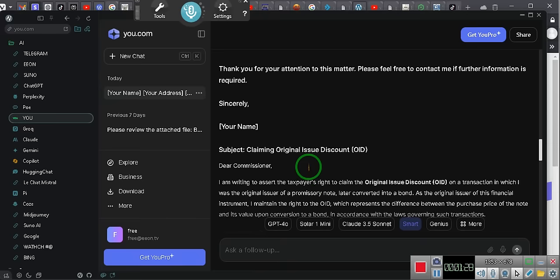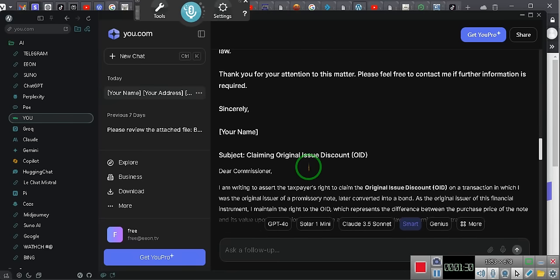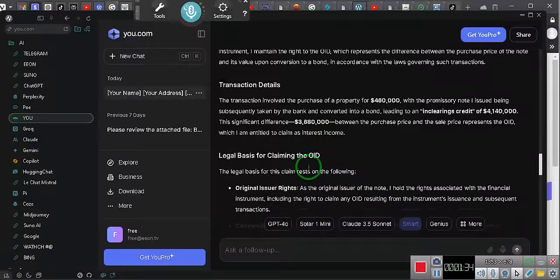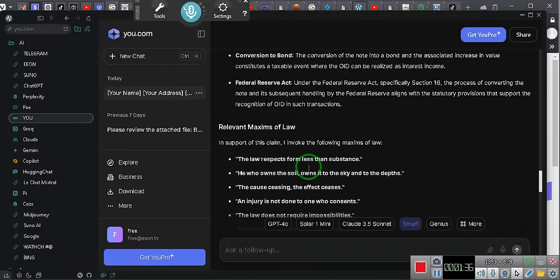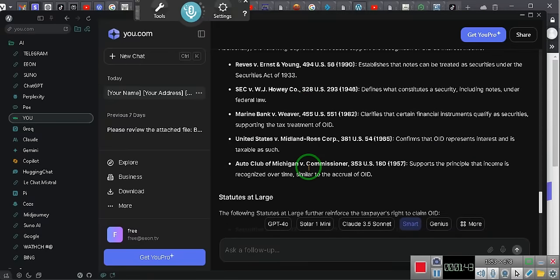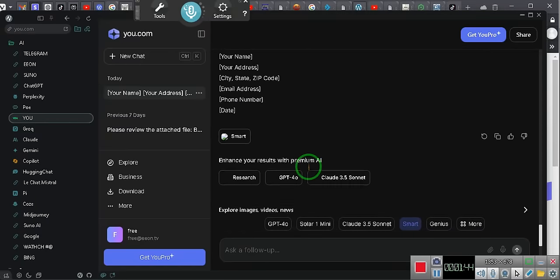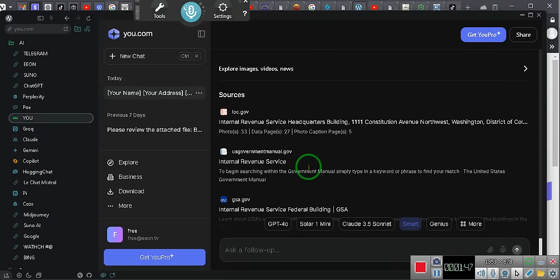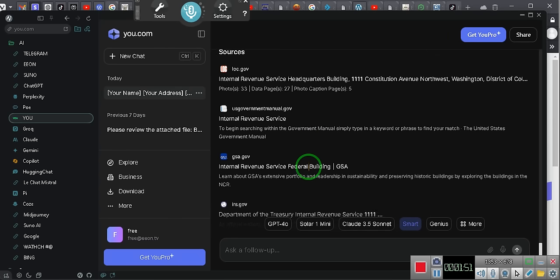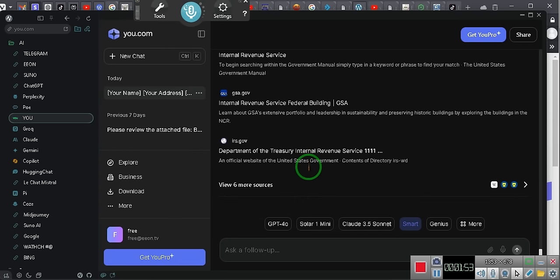Hold on. Thank you for the attention to this matter. Please feel free to contact me for further information. Aw, and look at what it did. In support of this claim, I invoke the following maxims of law. Aw, look at that. It didn't tell me Internal Revenue Service, and it gives me the address, and then again, Internal Revenue Service. Oh, Internal Revenue, oh, it gives me the GSA. Oh, 6 more sources of information.